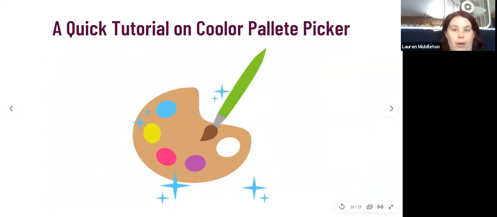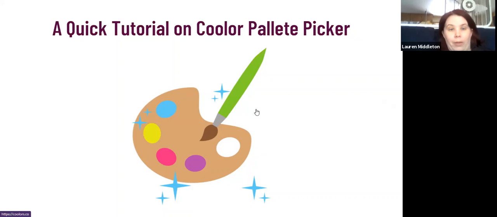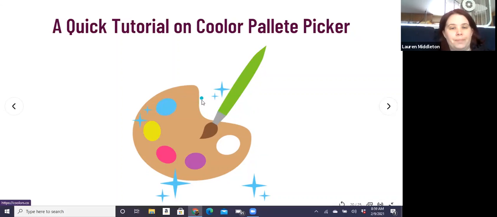Okay, so we're going to go on another website right now called Coolors, which is a free color palette picker that you can use to basically map out the colors to your website and make it look good.